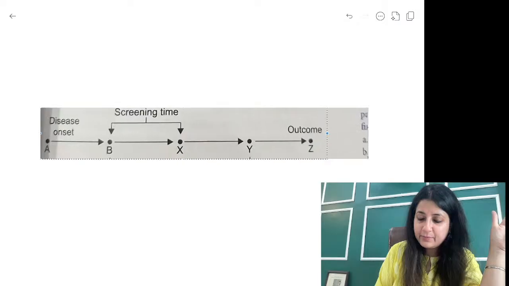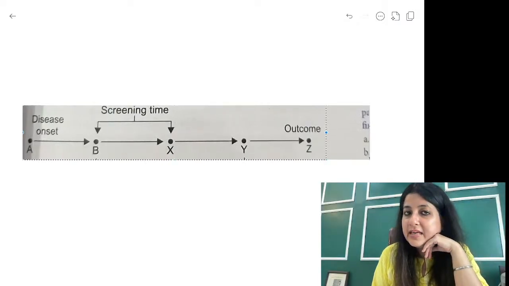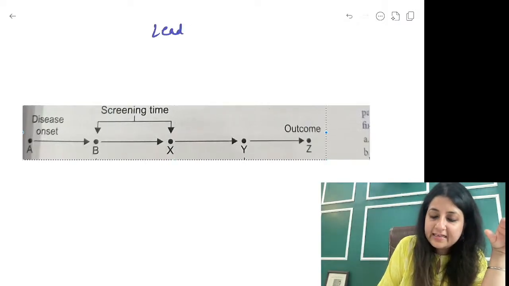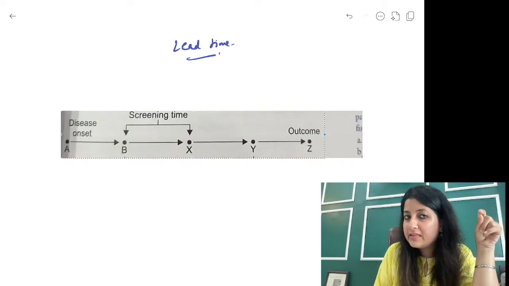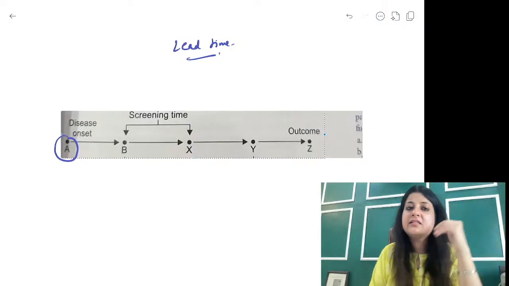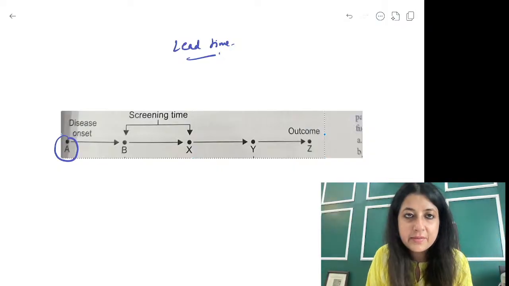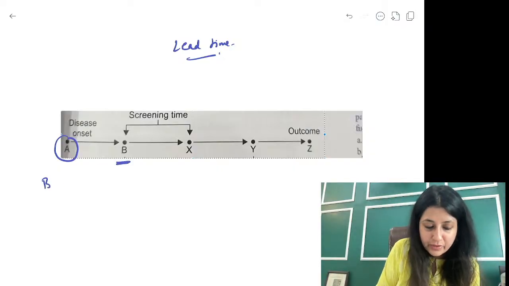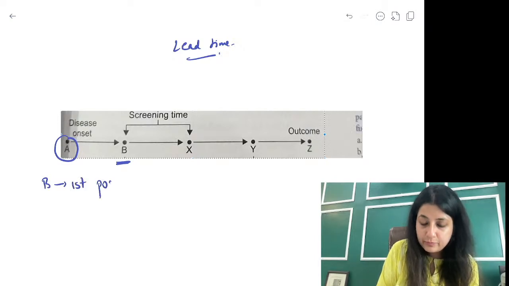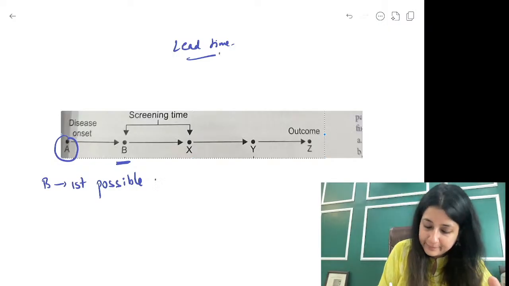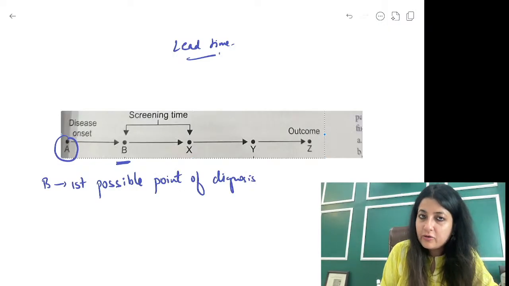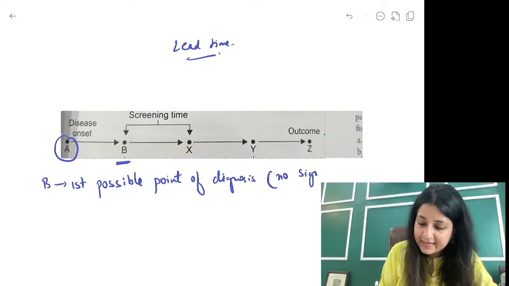Now let's go by the image. Whose image is this, everybody? Can anyone tell me the lead time over here? What is the lead time in this image? So remember, A is the disease onset, the agent has come into my body. B is the first possible point of diagnosis. This I will revise in image class tomorrow also. First possible point of diagnosis means again there are no signs and symptoms.